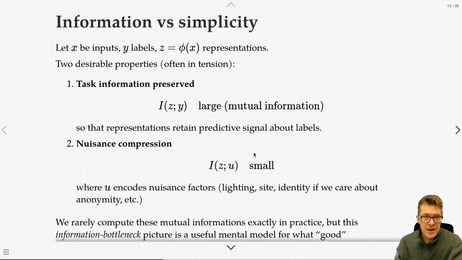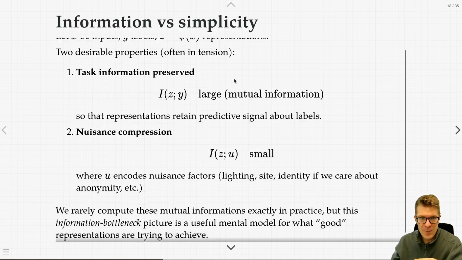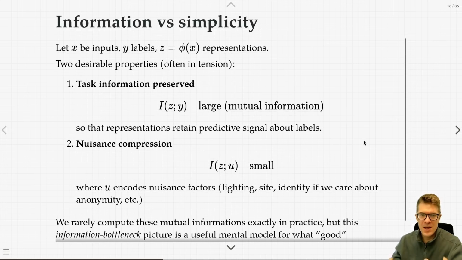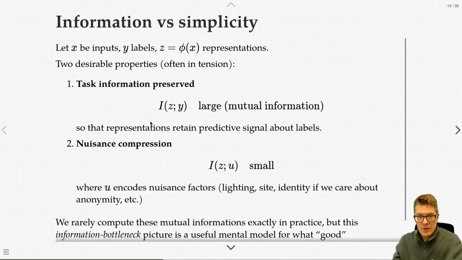So if X are the inputs and Y are the labels, Z are the representations, again hammering that idea home, we have two desirable properties, but these properties can sometimes be in a little bit of tension. Again, there's no silver bullet, and often improving one aspect ends up worsening the other. So we want task information to be preserved. We want to have a large mutual information between Z, the representation, and the output Y, so that representations will be predictive of the labels we want to predict.